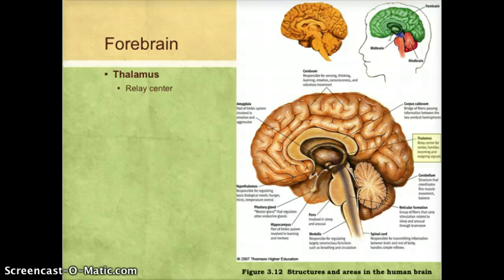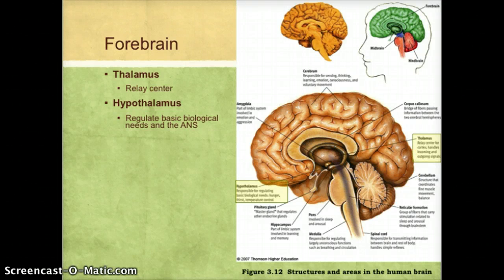The first one we need to talk about is the thalamus. The thalamus is the relay center of the brain. As you can see, this is where these signals from the reticular activating system are going to bring the sensory information from the body into the brain straight to the thalamus. And the thalamus kind of acts like a traffic cop. It makes sure that all of those signals get to the correct area of the brain and that any signals the brain is sending the body get sent back out the way they need to go.